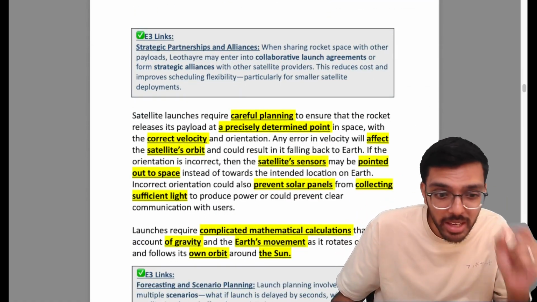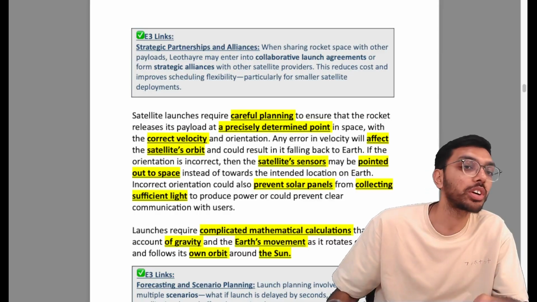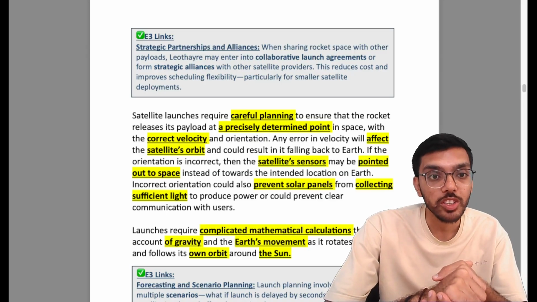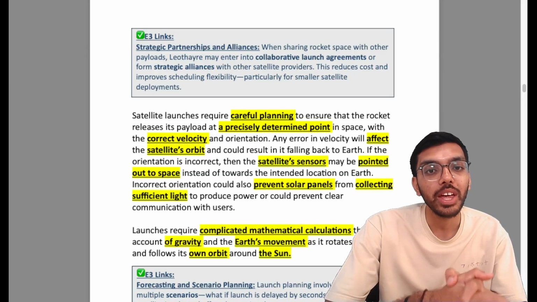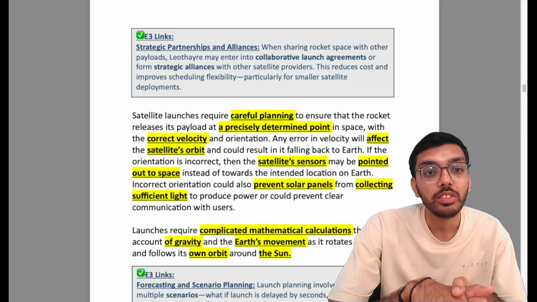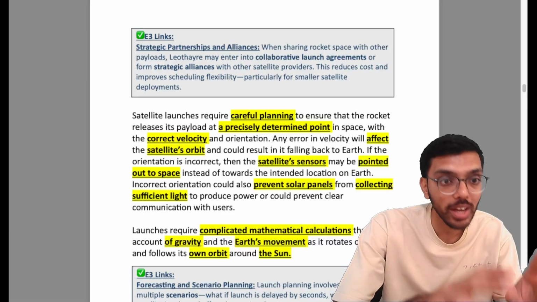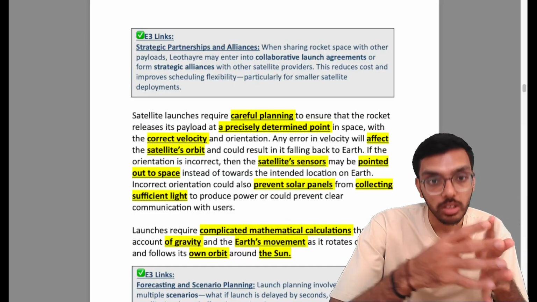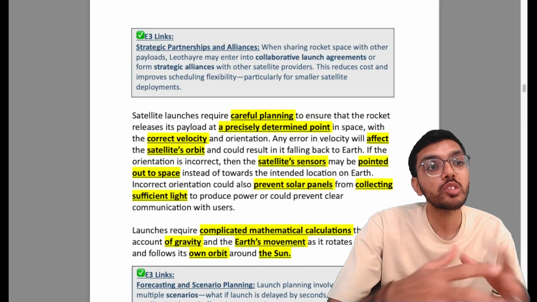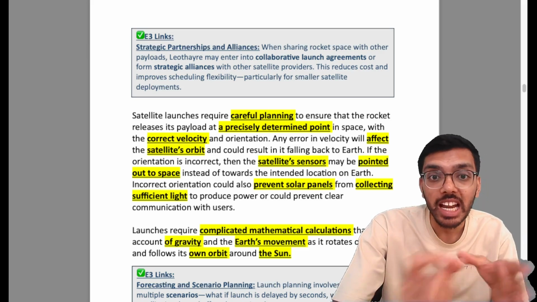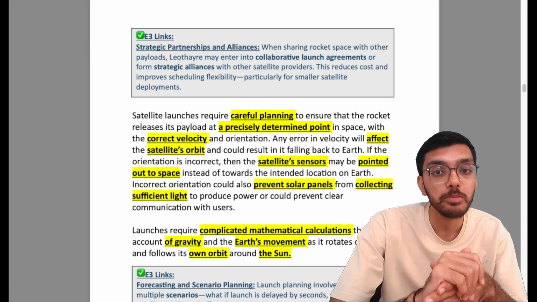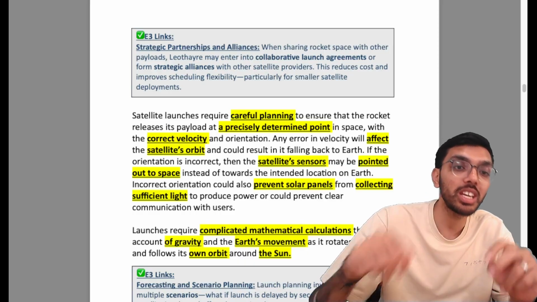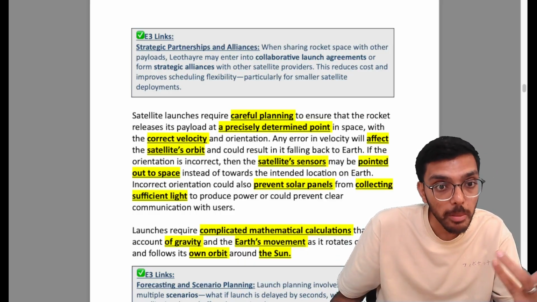This very important topic coming in, two rather important topics. First being strategic partnerships and alliances, because when sharing rocket space with other payloads, Leothayre may enter into collaborative launch agreements or form strategic alliances, because you are the satellite maker. You will have to manage your relationship with the launcher, the launching organization. Also, you will have to, when you are managing that relationship, the launch facility becomes your major stakeholder. So stakeholder analysis, stakeholder management, both from your E3 syllabus become very important. Mendelow's matrix for that matter.